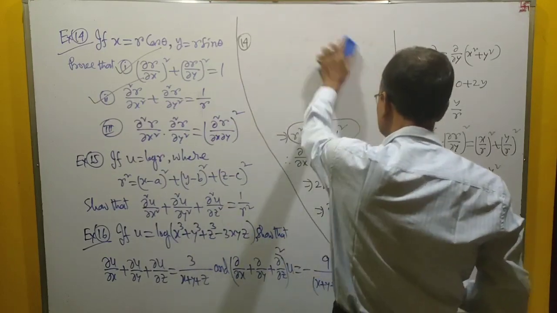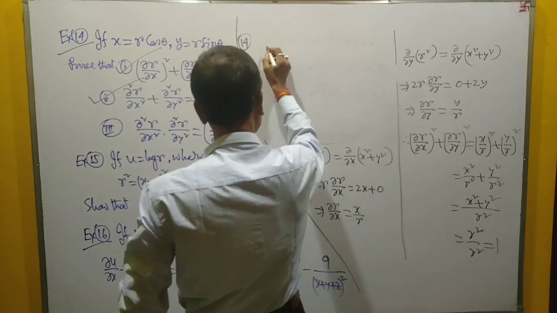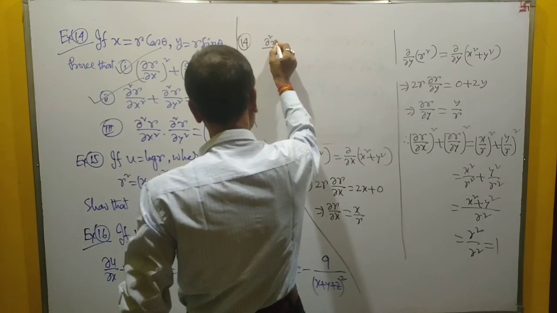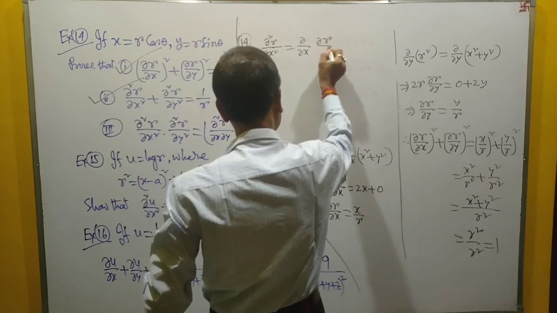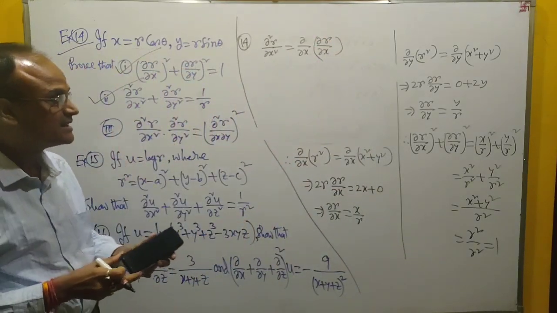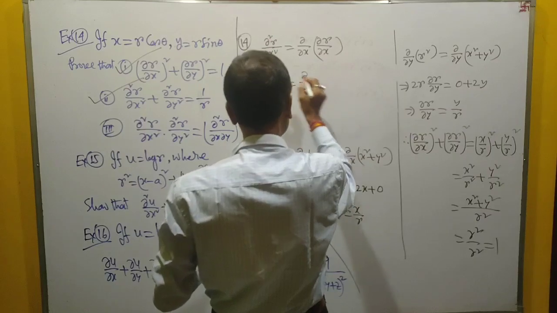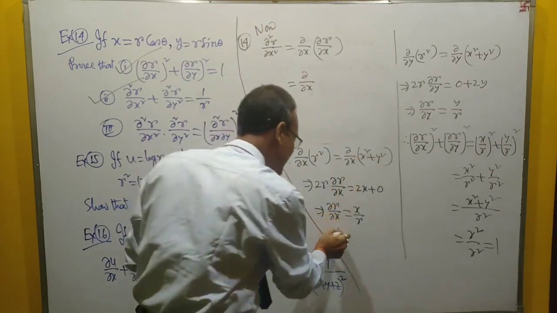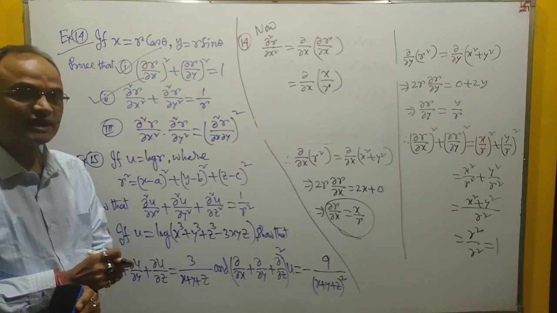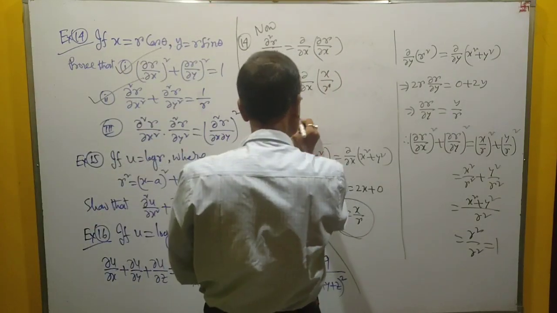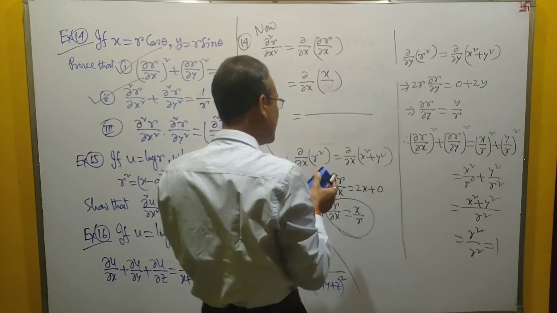Now, del r by del x means x by r. Del 2 r by del x square equal to del del x of del r by del x. This is equal to del del x of, you may write here now, del r by del x means x by r. Del r by del x equal to x by r. This is equal to, you see here, r is a function of x and y.